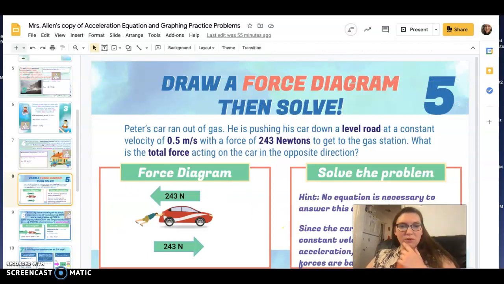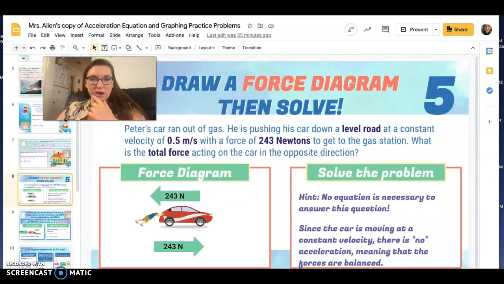Okay, Peter's car ran out of gas. He is pushing his car down a level road at a constant velocity of 0.5 meters per second with a force of 243 newtons to get to the gas station. What is the total force acting on the car in the opposite direction?